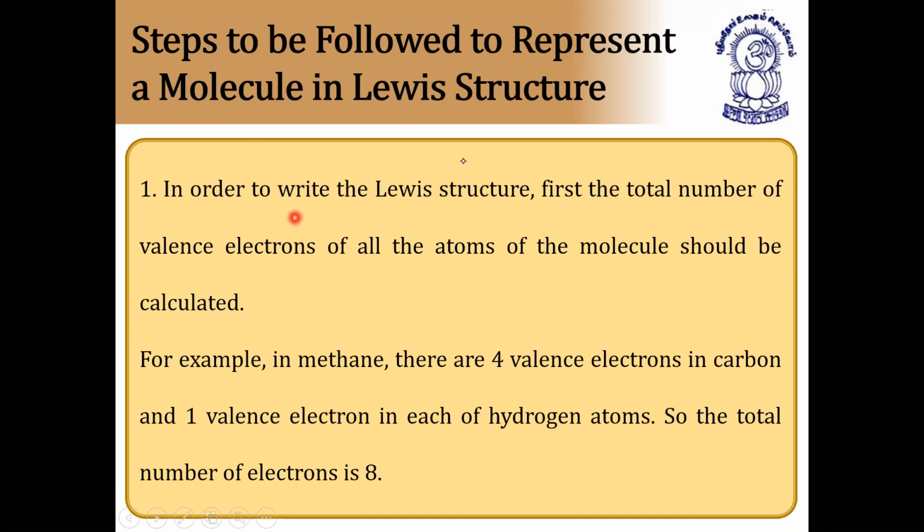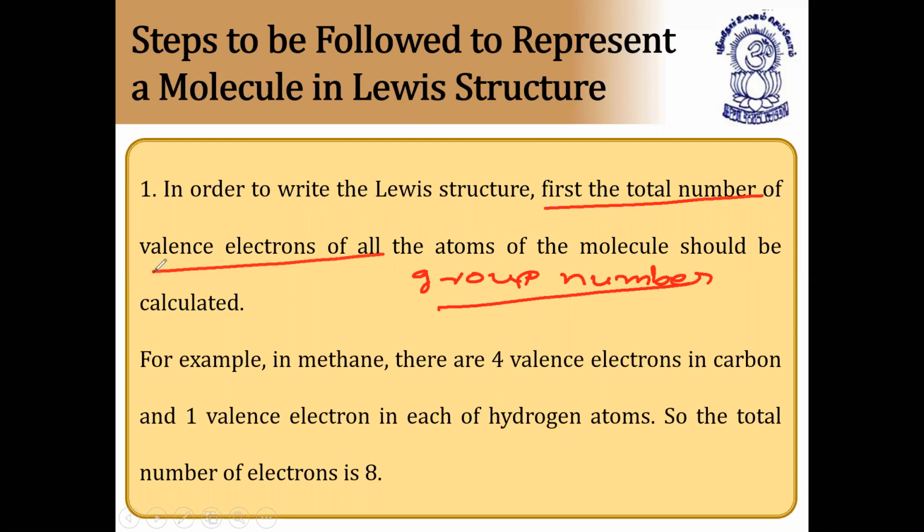If you remember the group number, the number of valence electrons will be based on group. For example, first group, it has only one valence electron. 15th group, so if you know the group number of the combining elements, easily you can identify the number of valence electrons. So in order to write the Lewis structure, first the total number of valence electrons of all the atoms of the molecule should be calculated.